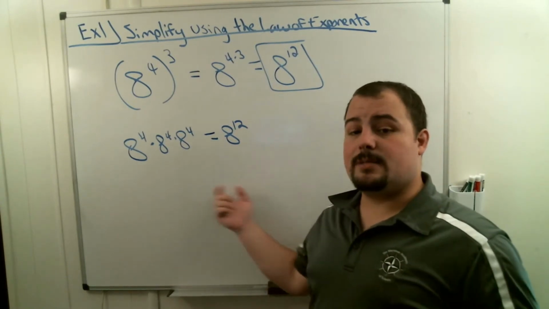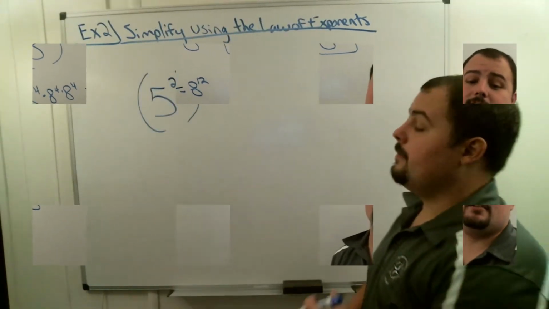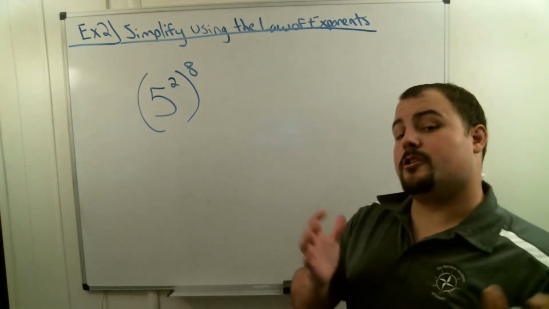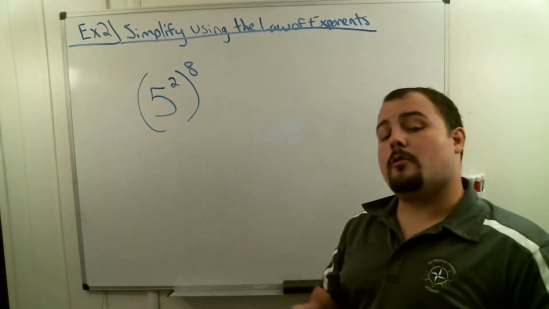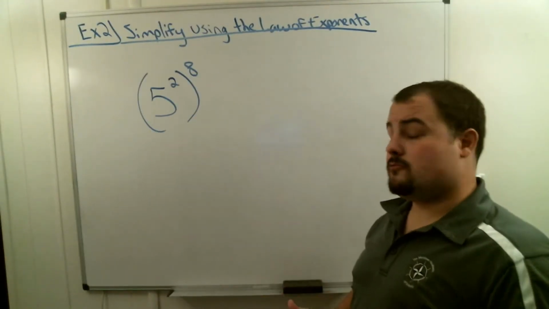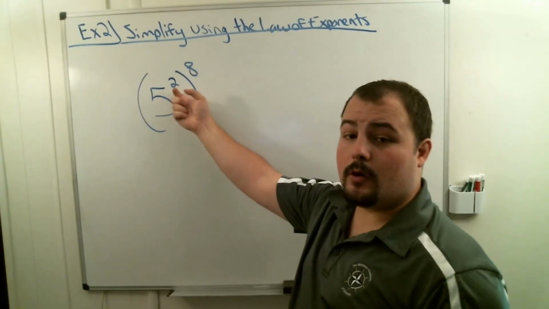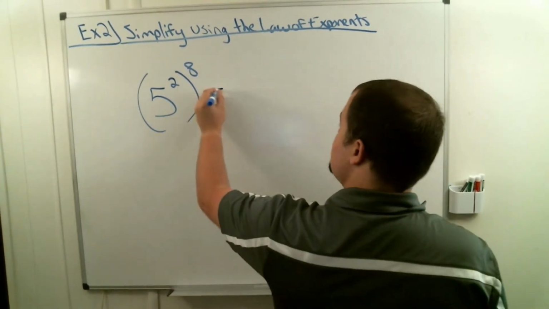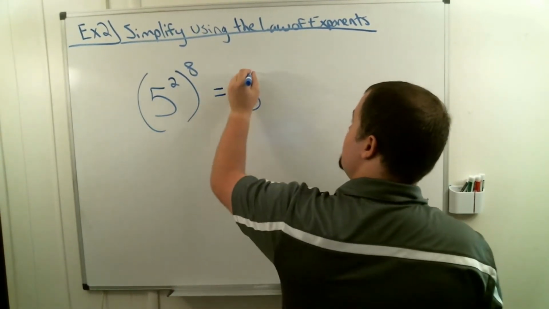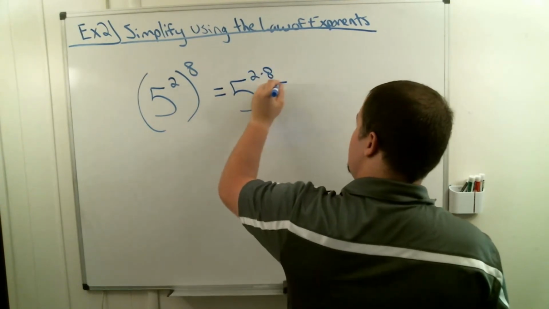This time, let's not expand it out. Let's just see if we can get the right answer. We're not going to write this out 8 times, because that's what the 8 would mean. What we're going to do is apply the power of a power rule. We have a number that has a power, and it's going to another power. So all we've got to do is say that this is really 5 to the 2nd power times 8.